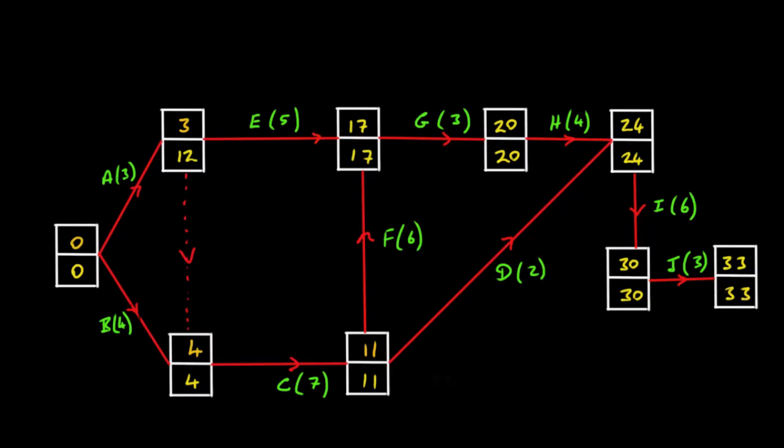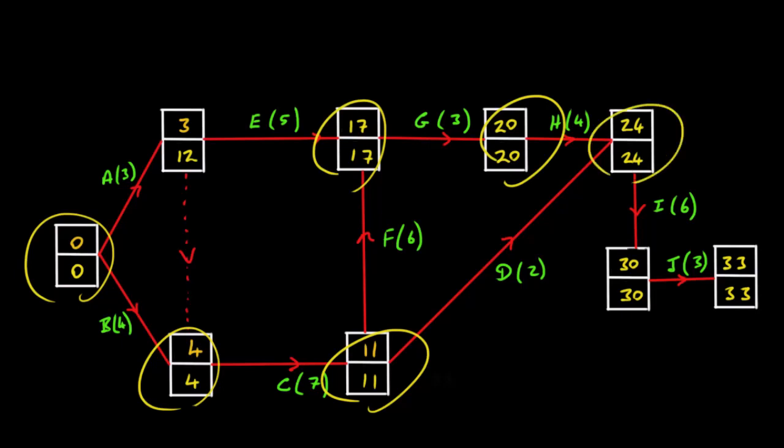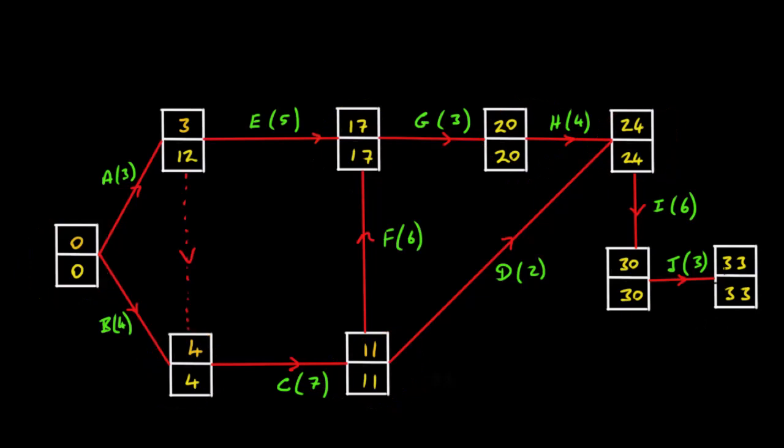Now if we look along this path here, so say from here to here, here, even up along here, here, here, here, here. You can see that the early and late times are the same. So that means there's no room for error. If any of those activities are delayed at all, then the final project is going to be delayed. So these are called critical activities. And that path there that I've just traced out, this one here, is called a critical path.